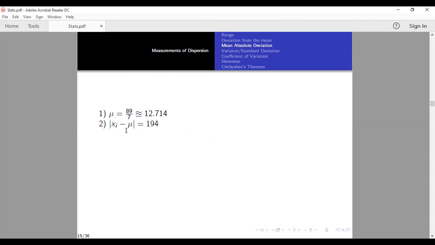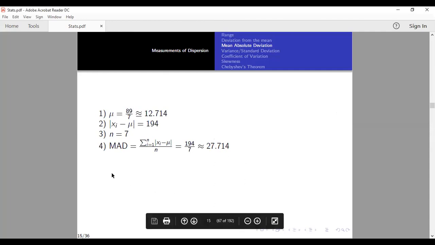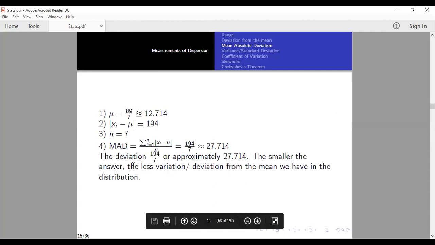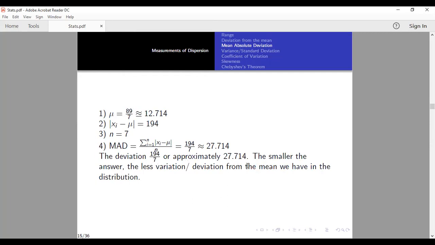Now, the mean, step 1, is calculated, and we have this. Step 2, we want the total. The absolute differences is this. The number of observations is 7. Then when you add all these values, you have 194 over 7, which is going to be that. Therefore, the mean absolute deviation is approximately 27.714, which is what we have here, of course.